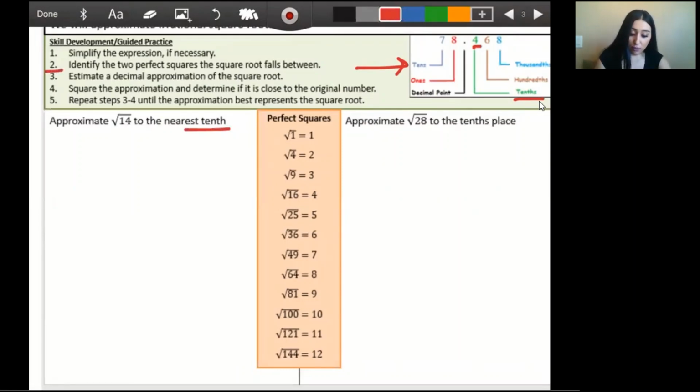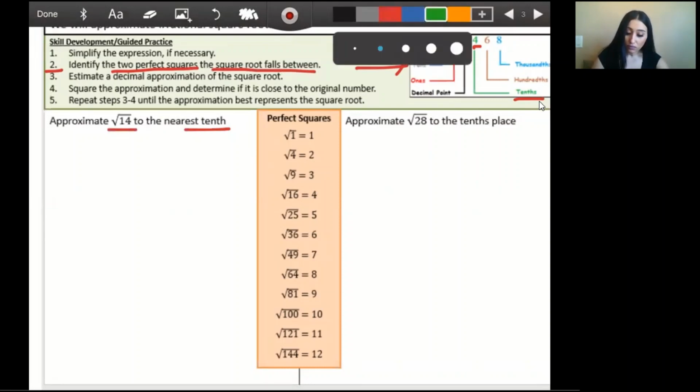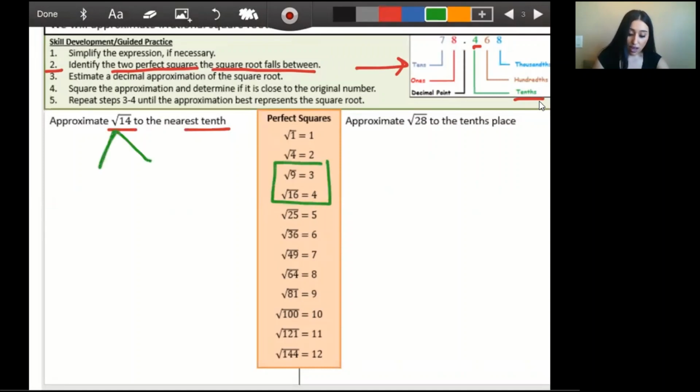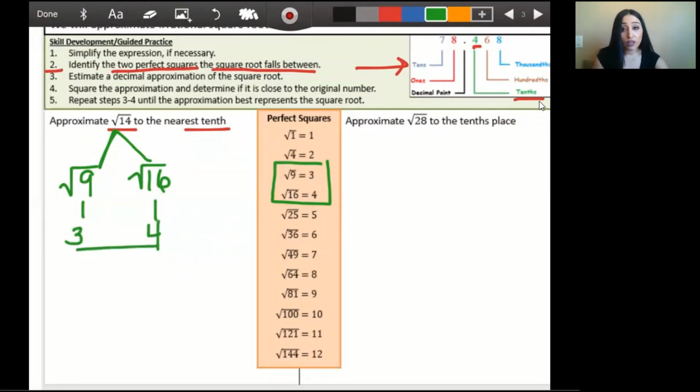I'm going to use step number 2 to identify two perfect squares to help me figure out where this irrational square root falls in between. So in this case, the square root of 14 falls in between the square root of 9 and the square root of 16. The square root of 9 is the number 3, and the square root of 16 is the number 4. Here is my number line that's going to help me figure out where it falls in between. So I know right down the middle I have 3.5. That's the halfway mark between the number 3 and 4.